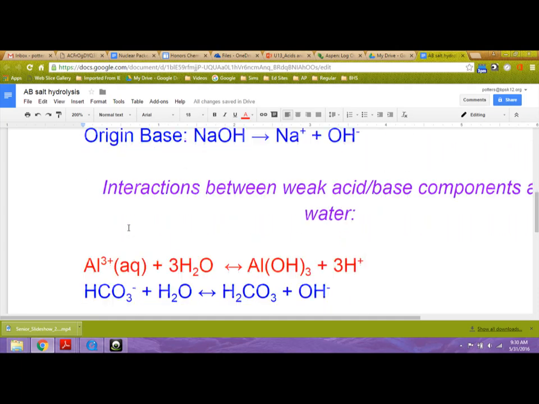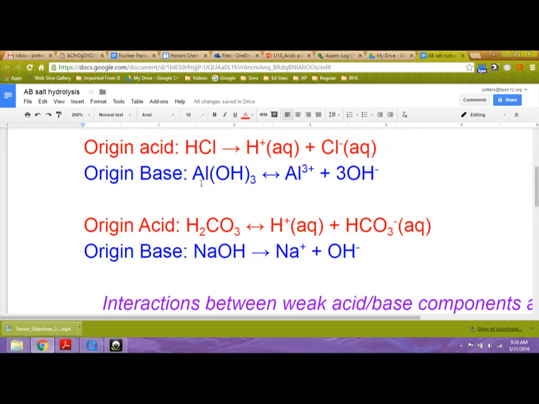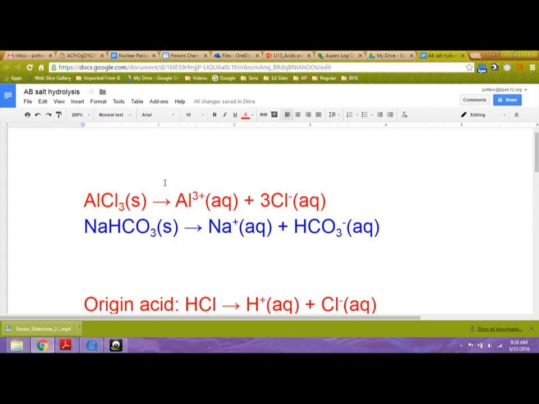So it's because of the origin base, it's because of the aluminum being able to attract and attach itself to hydroxides that leaves us with an excess of H+. The Cl- doesn't do that at all. And we end up then overall with an acidic solution as a result. So then we look at the baking soda, opposite thing is happening, but same kind of idea.